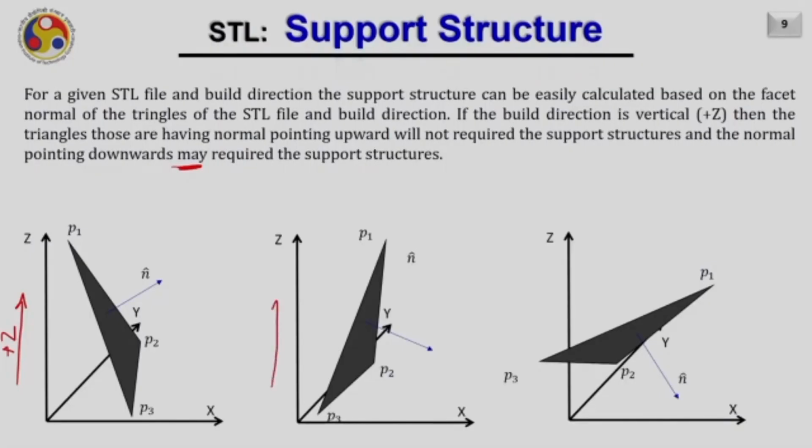So if you are building the part in the plus z direction, let us consider three different cases. Here the facet normal is upward. Therefore, definitely no support will be required for this particular case. In this case, the facet normal is downward. And in this case, the facet normal is again downward, but the angle theta is much larger than in this one. Okay, so this theta is much larger. Therefore, in this case support will be required, and in this case support may not be required.